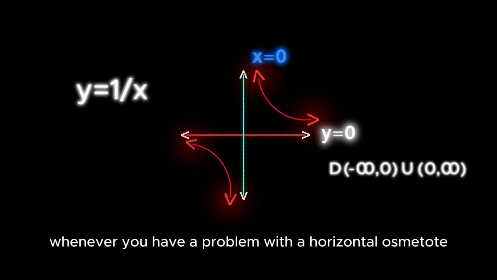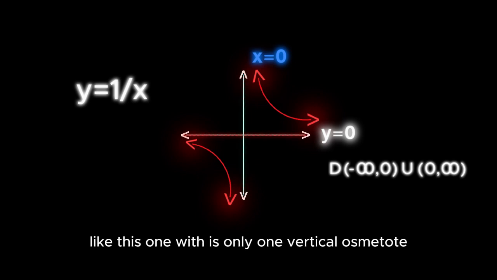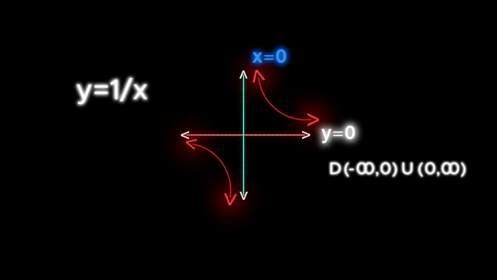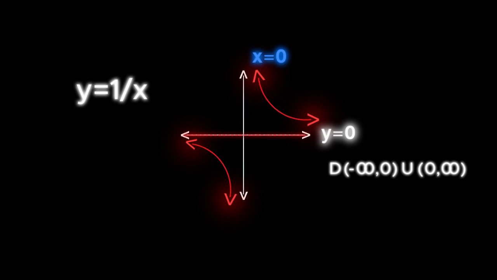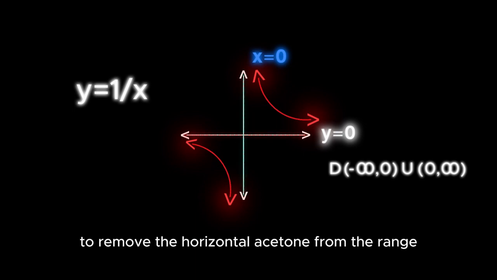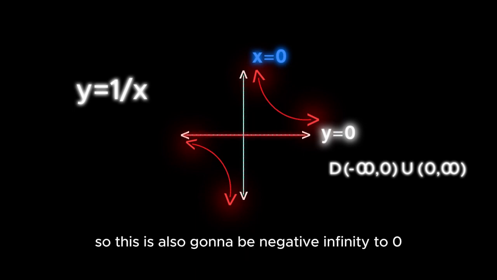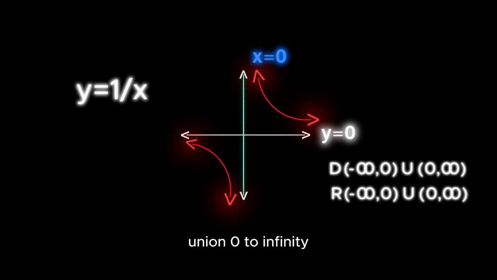Now, whenever you have a problem with a horizontal asymptote like this one, where there's only one vertical asymptote, notice that the function can never have a y value of 0. It doesn't touch the horizontal line. So you need to remove the horizontal asymptote from the range. So this is also going to be negative infinity to 0, union 0 to infinity.